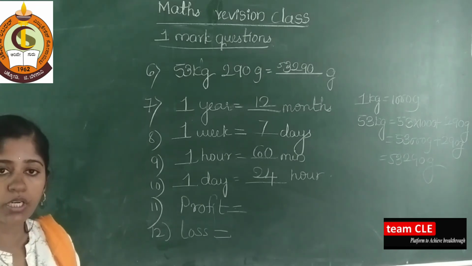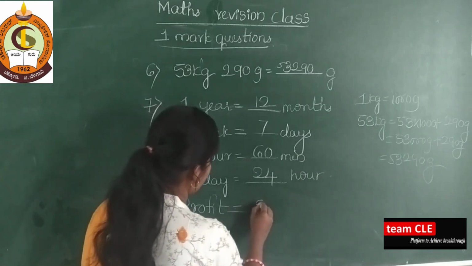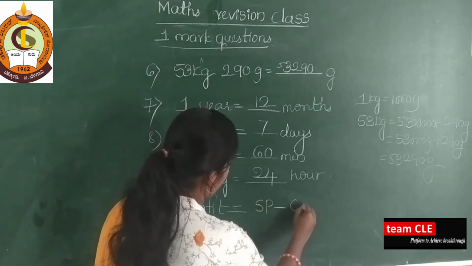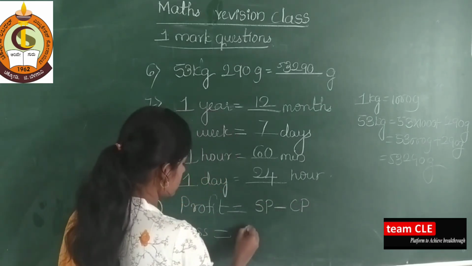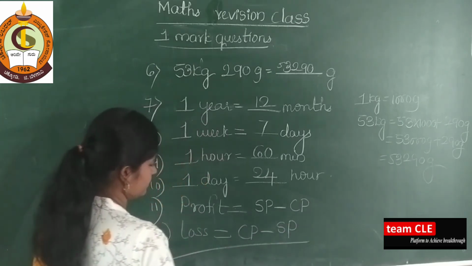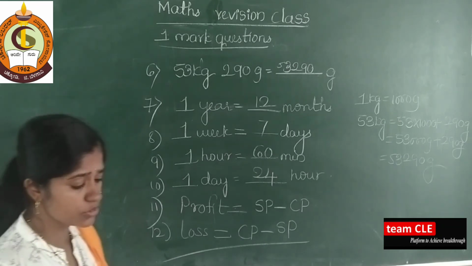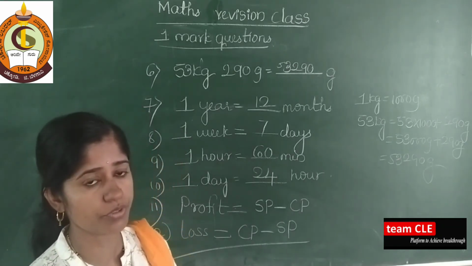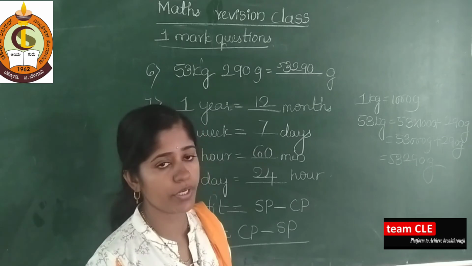So what is the formula to find profit? Profit is equal to selling price minus cost price. Loss is equal to cost price minus selling price. So dear students, these are the 1 mark questions which you are going to get in your periodic test exam.